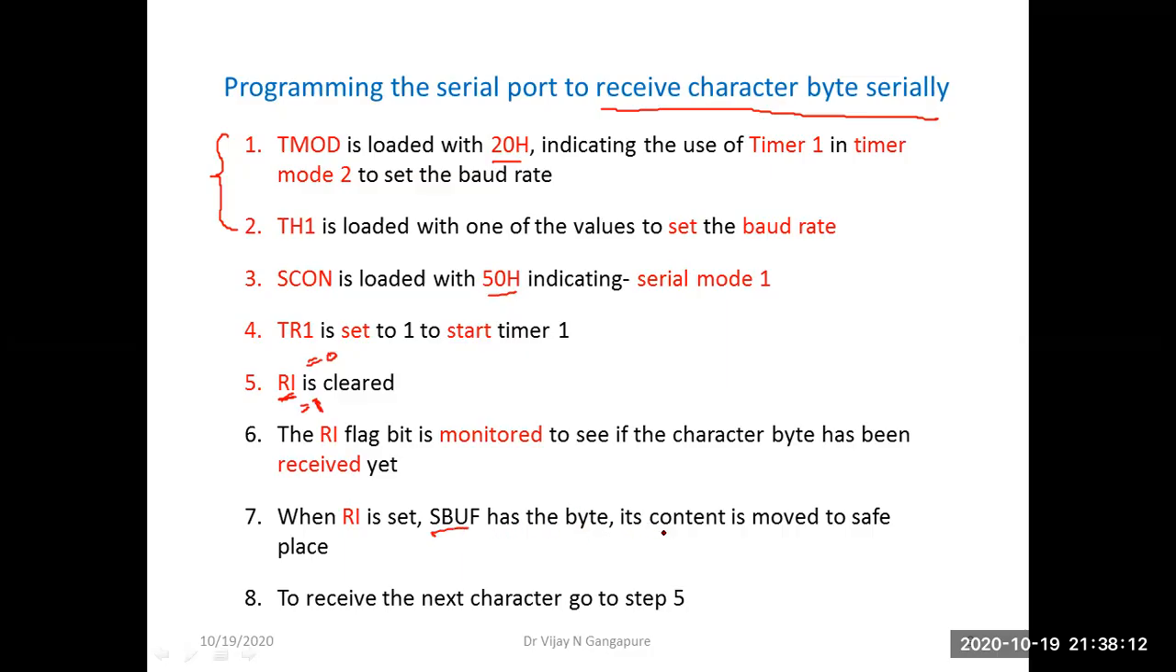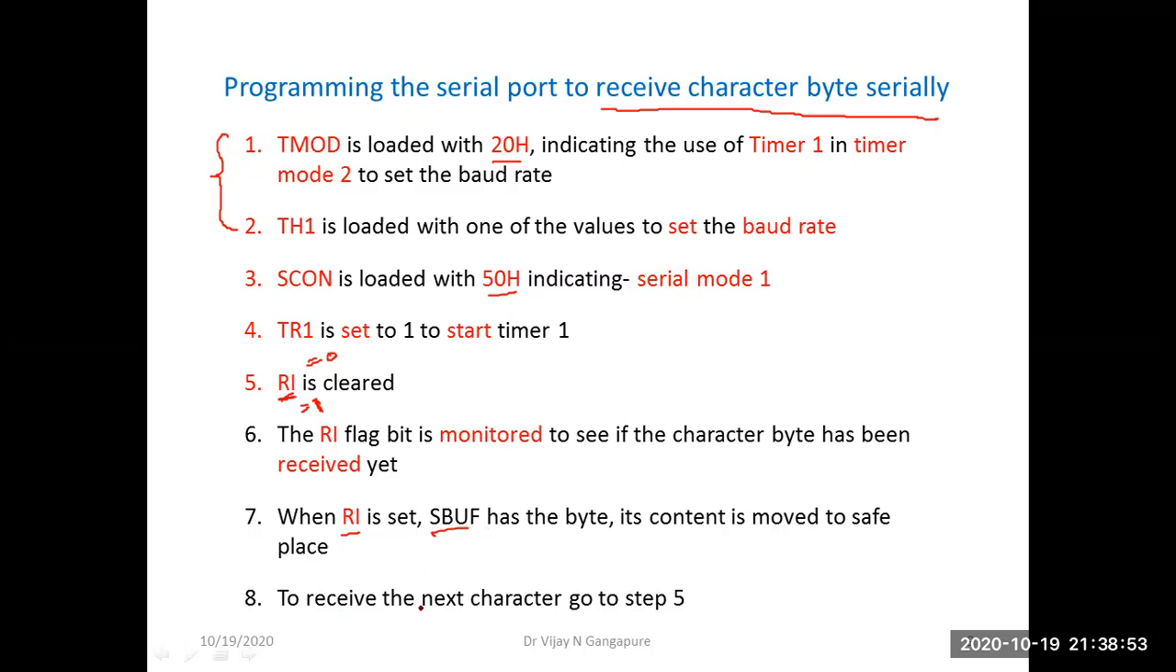That received byte's content should be moved to a safe place. Once we know that the RI flag bit is set, we have to move the content of SBUF, the byte we received, to a safe place, because if we don't do this, the next byte being received may get overwritten into SBUF. So immediately after the RI flag bit gets set, we move the content of SBUF somewhere safe, so that SBUF is available to receive the next character byte.